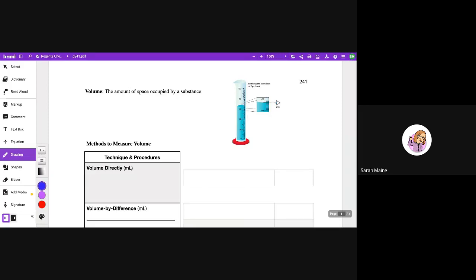We are taking a look at notebook page 241 and techniques to determine the volume of a sample. So the volume of our samples is the amount of space occupied by all the particles making up the substance. Our main piece of equipment, as shown in this picture, is a graduated cylinder.